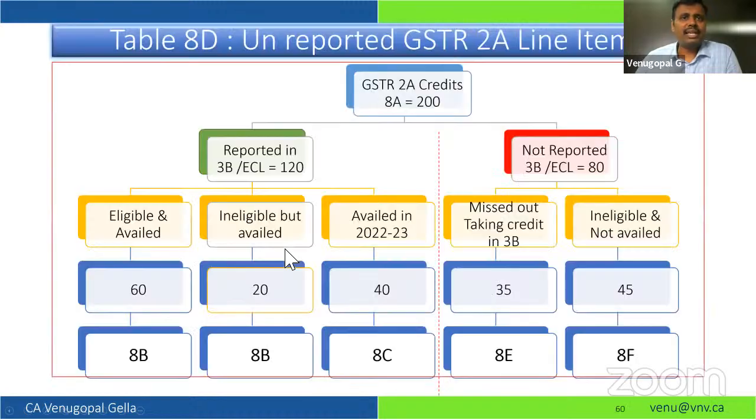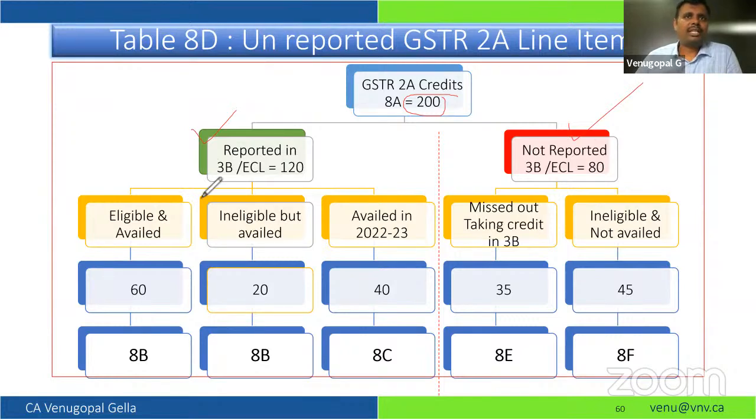So moving on to the last part, which is table 8, that is a reconciliation between 2A and the books of accounts. What we do is 3B versus 2A. Here it is 2A versus 3B. So the government wants to know, if there are some 100 line items, how much of these line items you have reported in 3B, and how many you have not reported in 3B.